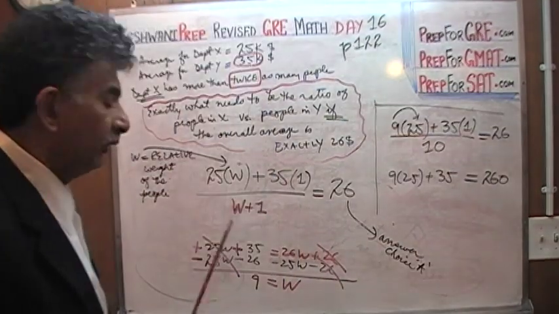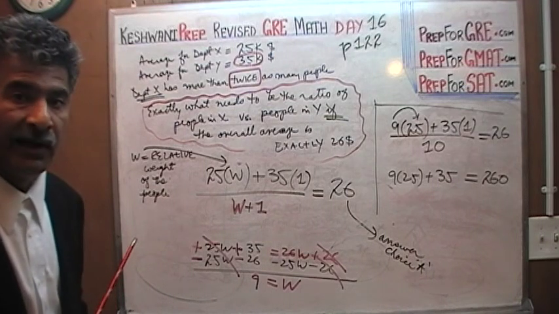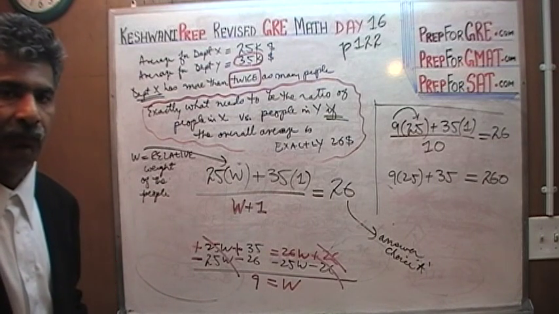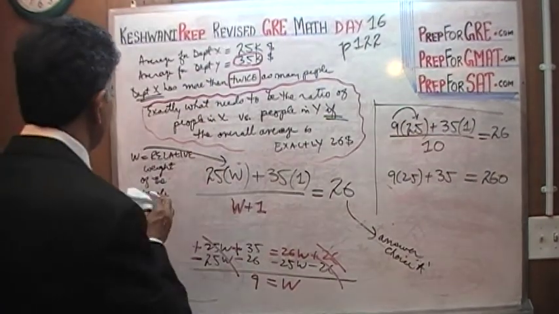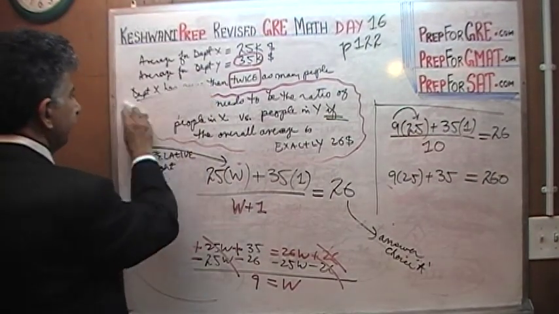Let's do the second scenario. Now we're going to show what the relative weight needs to be in order for the average to be $28,000. Let's do it on the top. I don't want to erase this part here.